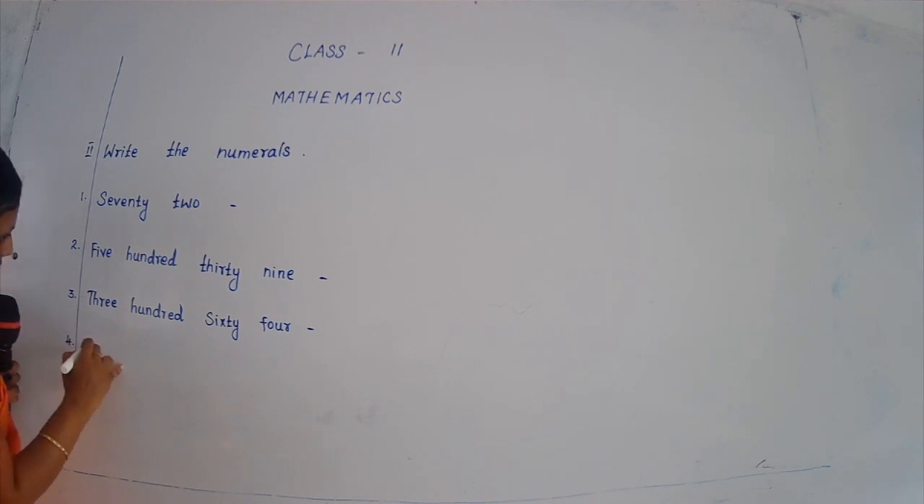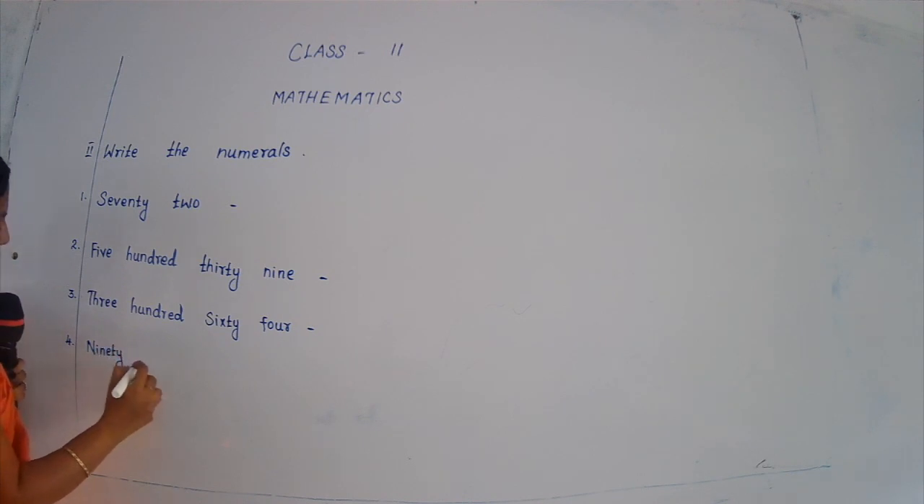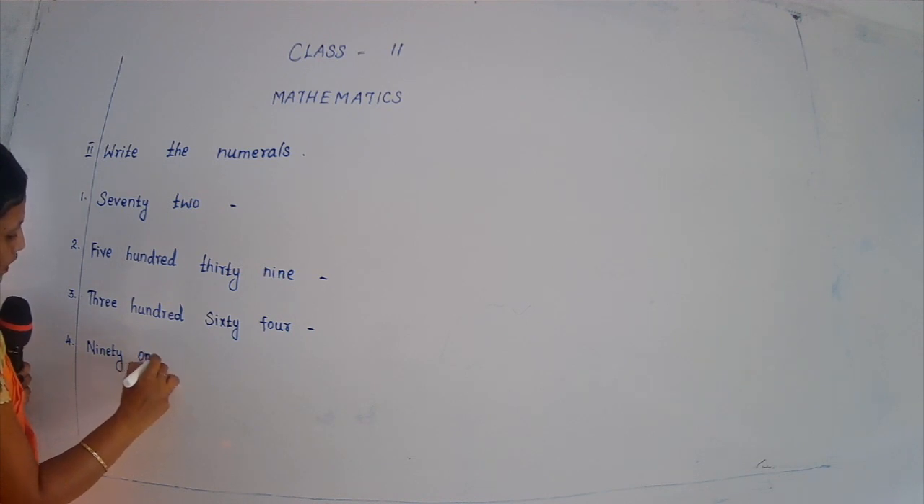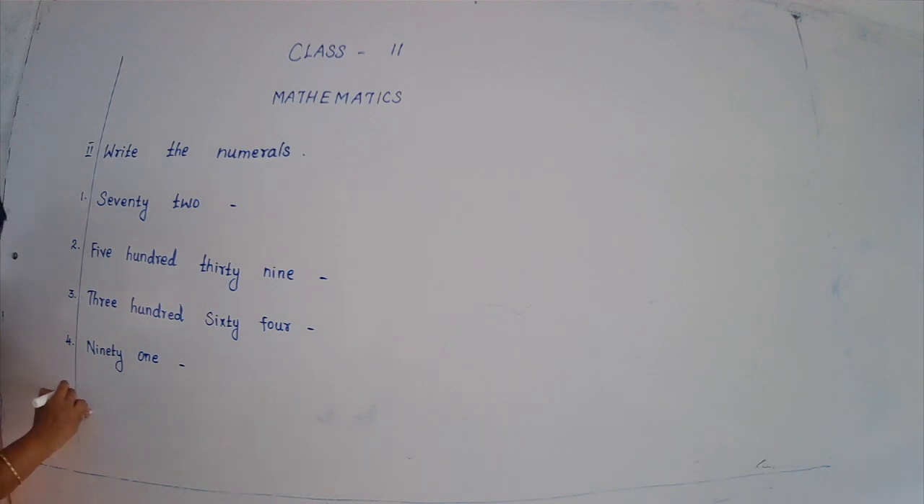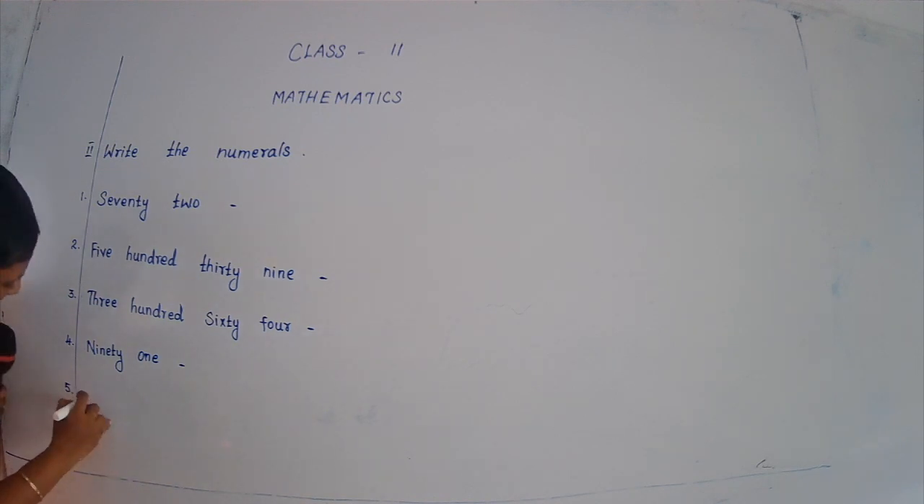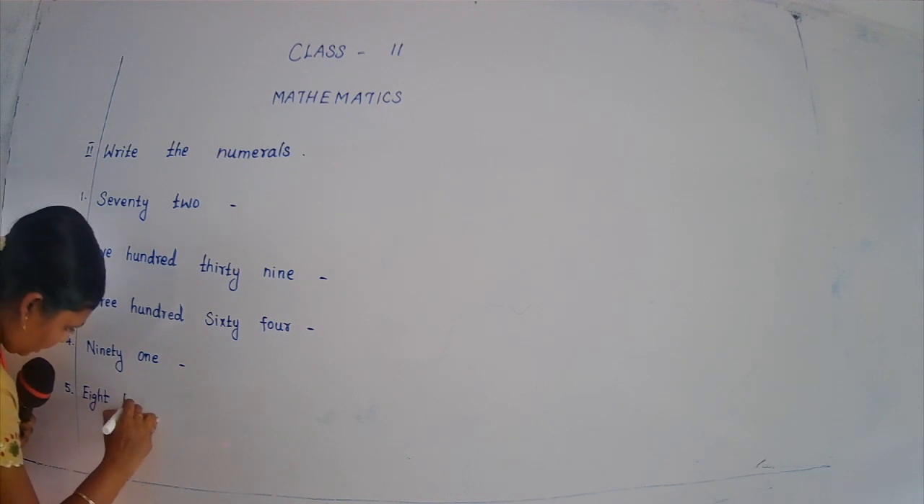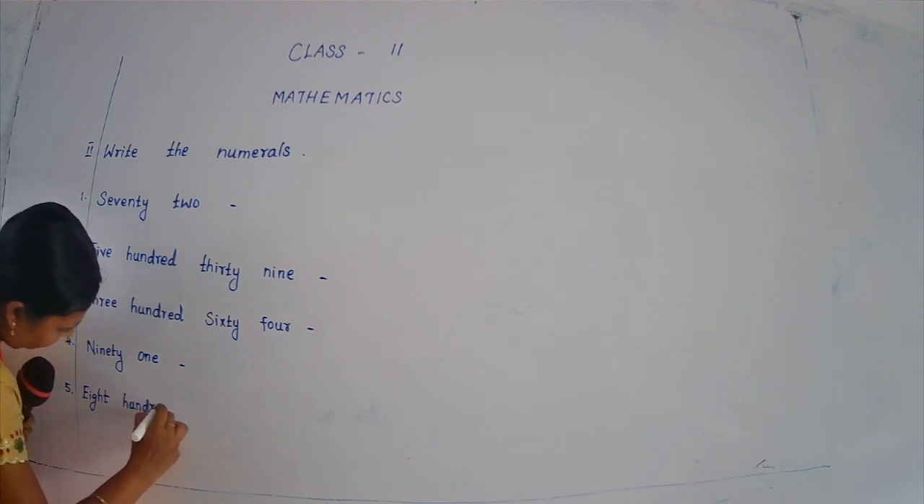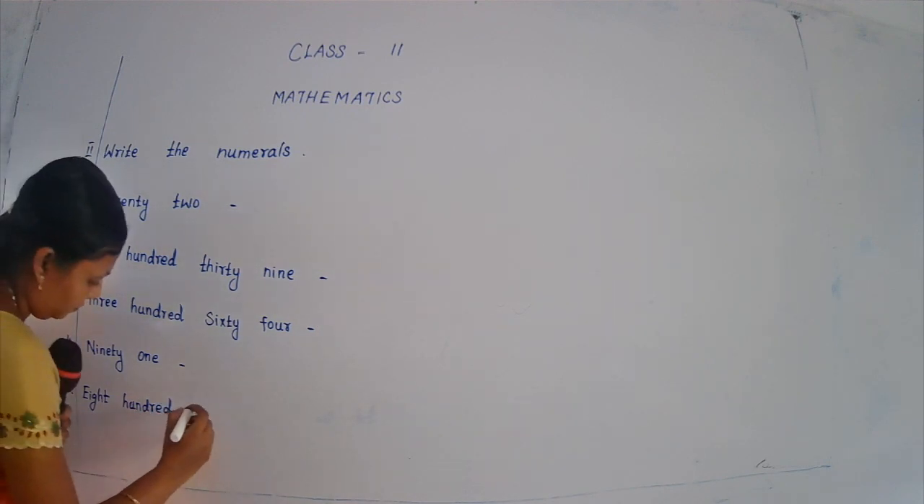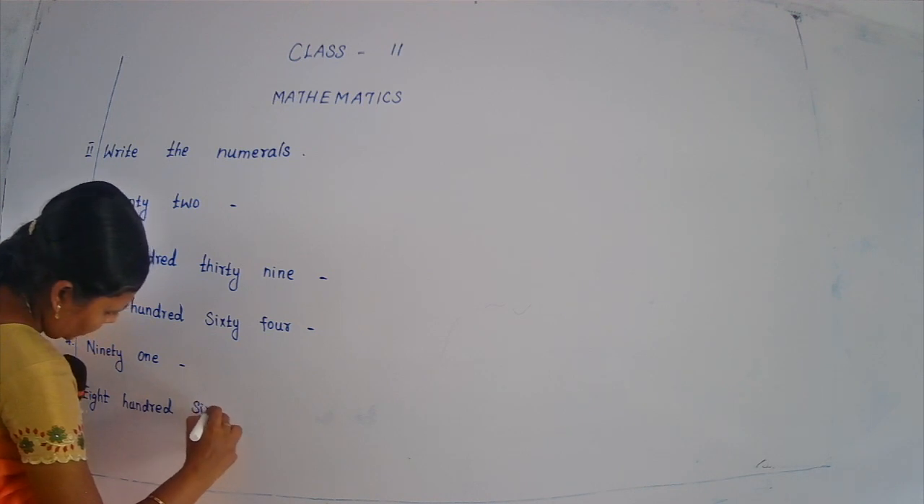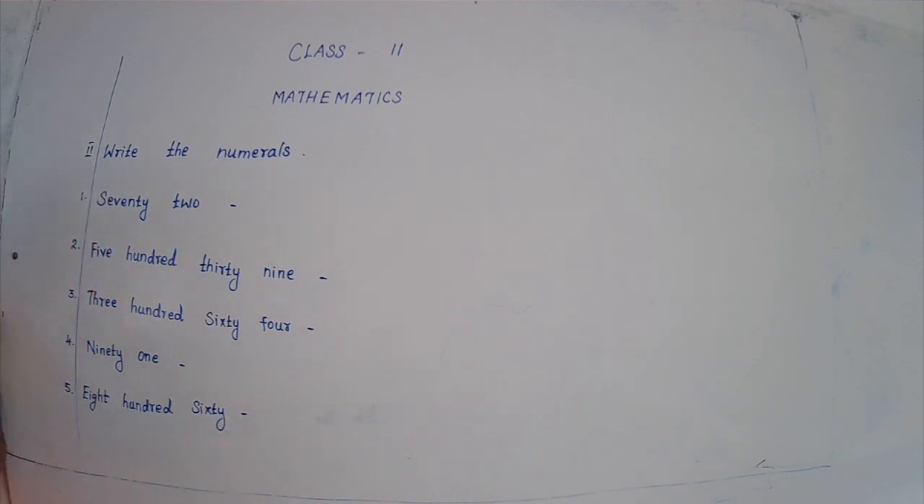The fourth one: NINETY, 90, ONE, 91. And the fifth one: EIGHT, 8, HUNDRED, 100, 860, okay?